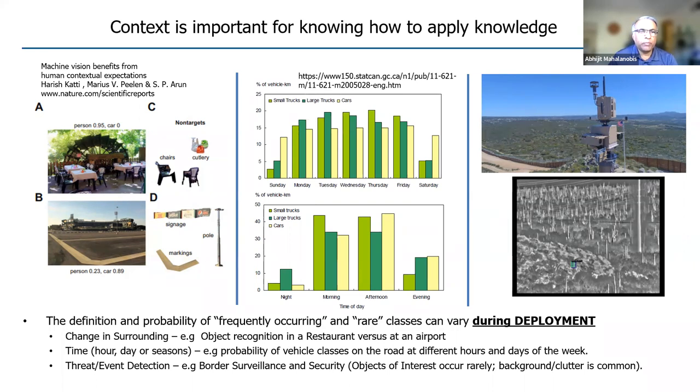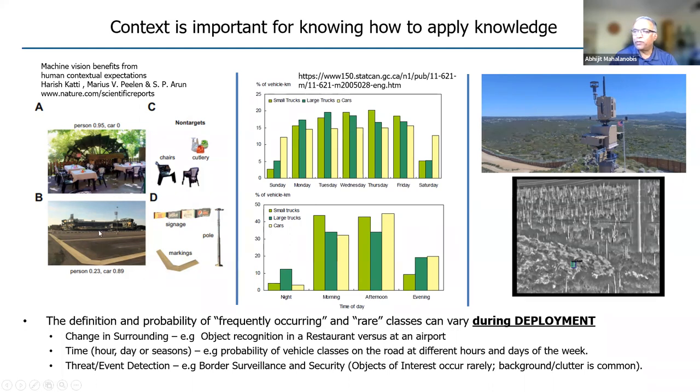So here in this example, if you're in a restaurant setting on the top left here, I don't know, can you see my mouse? Or are you able to see the mouse now? Okay. If you're in a restaurant setting, you're very likely to see people. So the prior probability will be very high. But hopefully you don't see any cars unless somebody crashes in there or something like that. So car probability is zero.